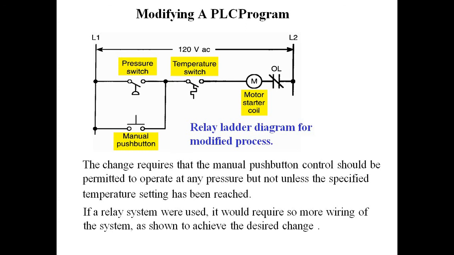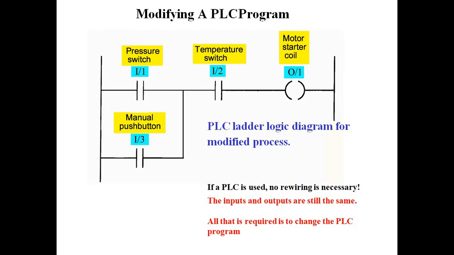If a relay system were used, it would require more rewiring of the system as shown to achieve the desired change. Here modifying the PLC program: pressure switch, temperature switch and manual push button, PLC ladder logic diagram for the modified process. If a PLC is used, no rewiring is necessary. The inputs and outputs are still the same. All that is required is to change the PLC program.